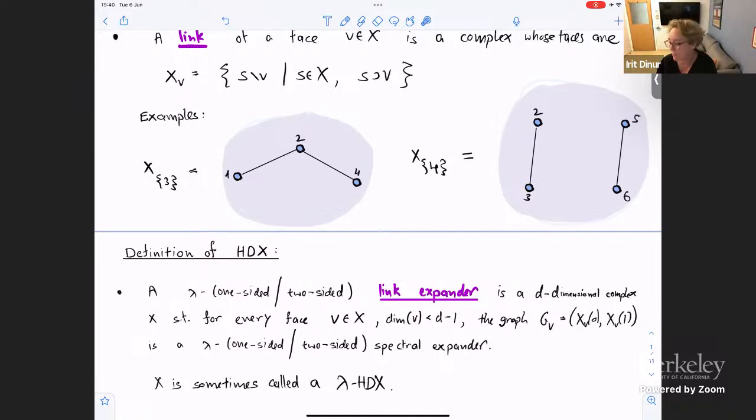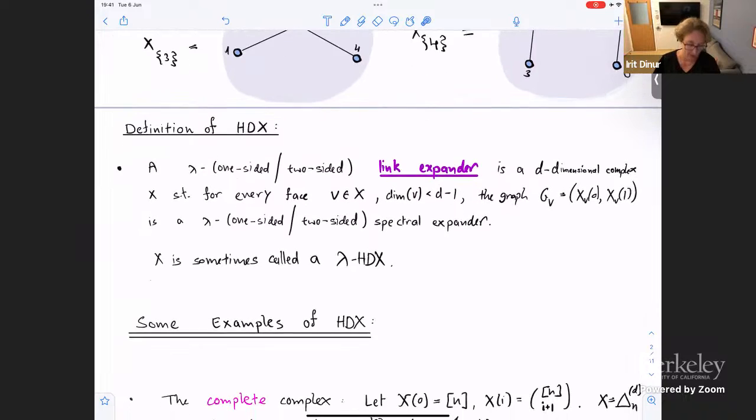And then they managed to prove really wonderful properties about this complex. And that's how this definition kind of arose, because it was enough to require that the links satisfy these properties. And I forgot to say the complex needs to be connected. And just being connected and having the links being good spectral expanders is already enough for a lot. And we'll see that now. So that's the origin of this definition.